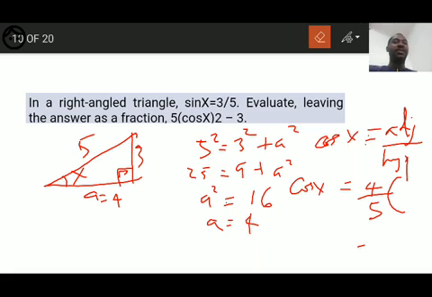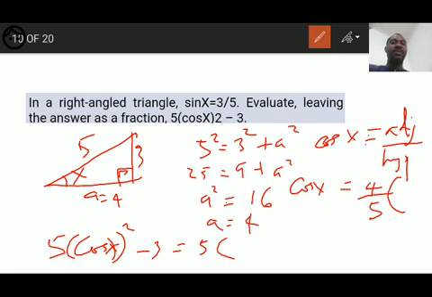Which means that your cos x is 4 over 5. Okay, so if we substitute that, remember we are asked to find 5 into cos x squared minus 3. That will now give us 5 into our cos x, which we just got as 4 over 5, all squared, then everything minus 3. Okay, so that would be 5 times 4 over 5 squared, which is 16 over 25, then all minus 3.